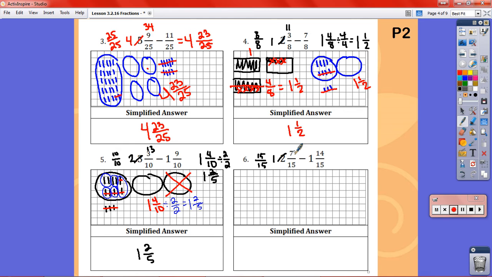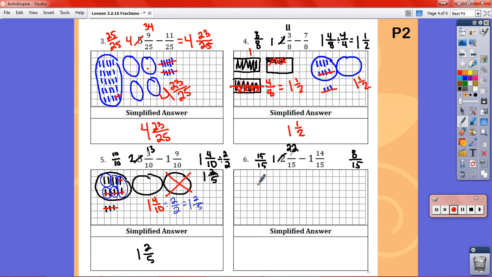So 15 and 7 makes 22. So what we have is 1 and 22/15 minus 1 and 14/15. So 22 minus 14 is 8. So we have 8/15. And 1 take away 1 is nothing, so it's just 8/15.